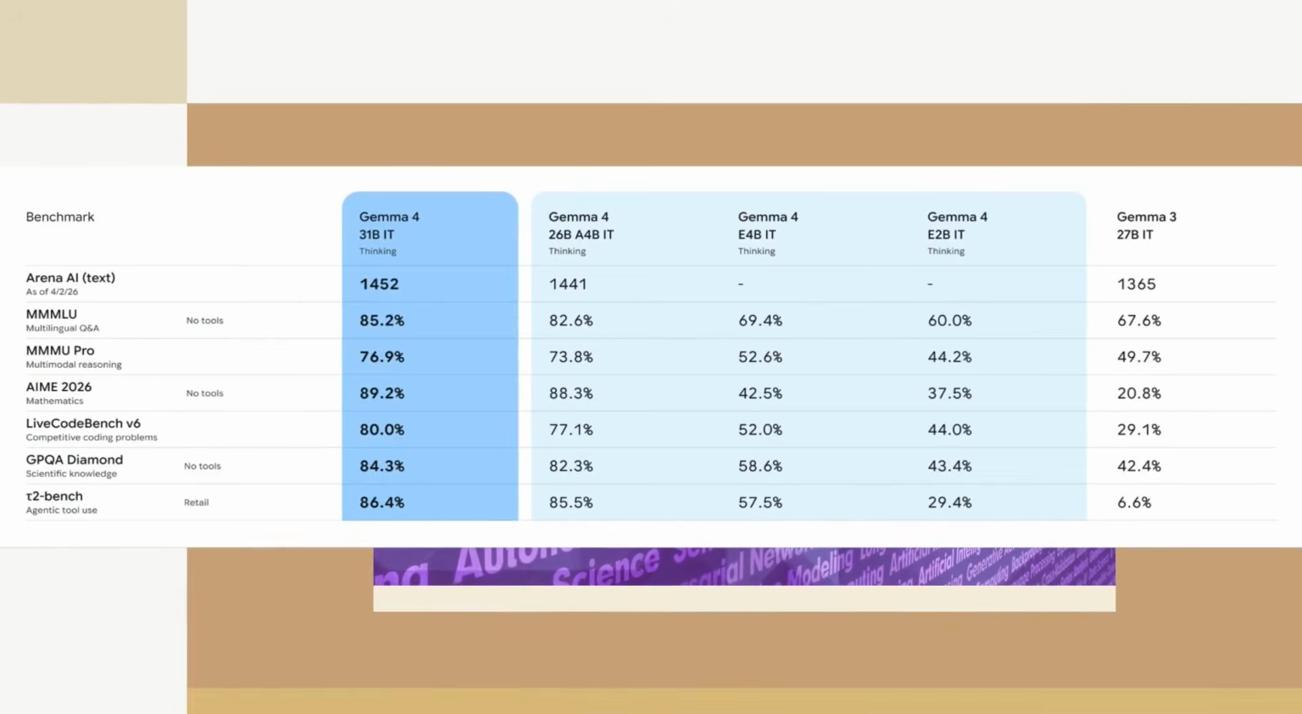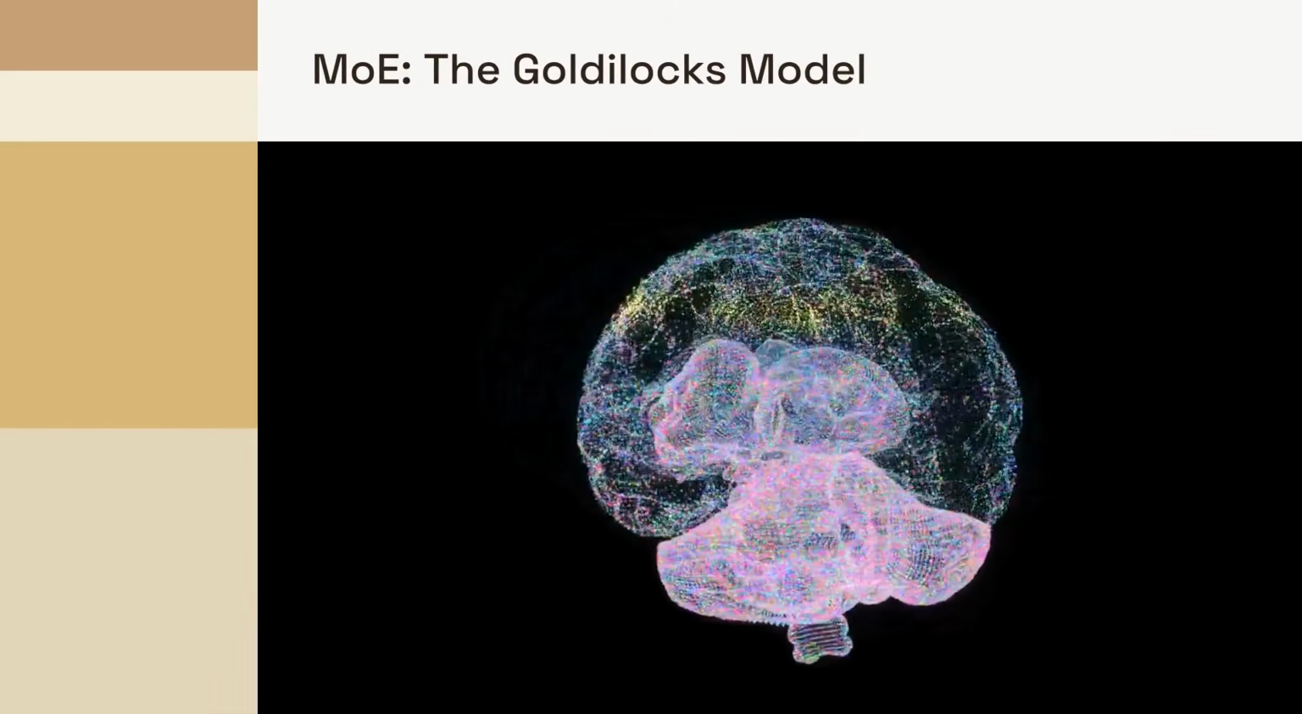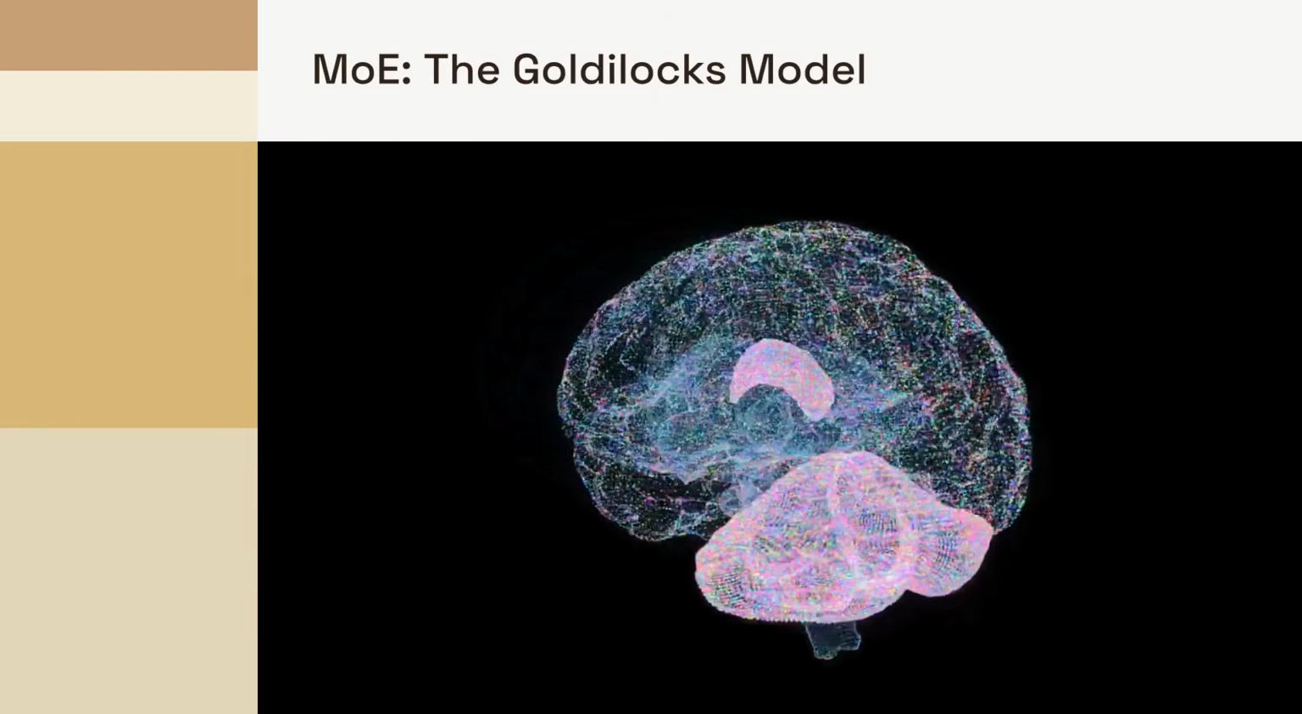Let's talk architecture. The standout is the 26B mixture of experts, or MoE model. It's only activating 3.8 billion parameters per token. This is the Goldilocks model. You get 26B level reasoning with the inference speed of a 4B model. If you're hosting locally, this is your new best friend.